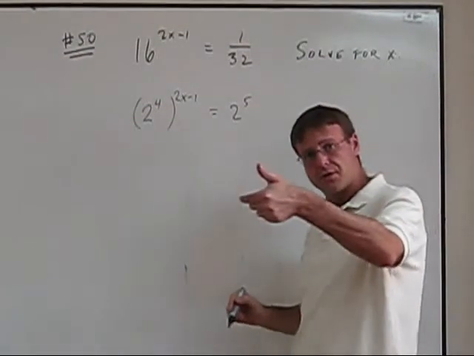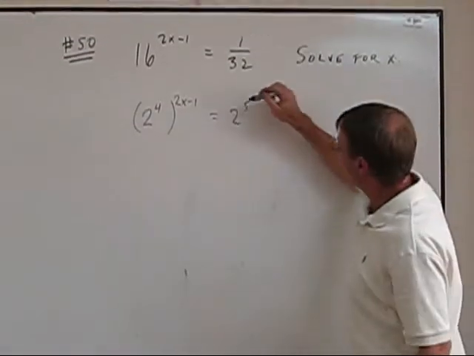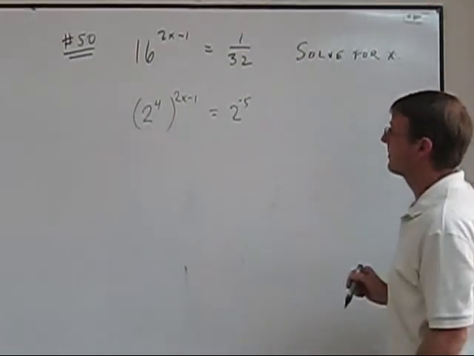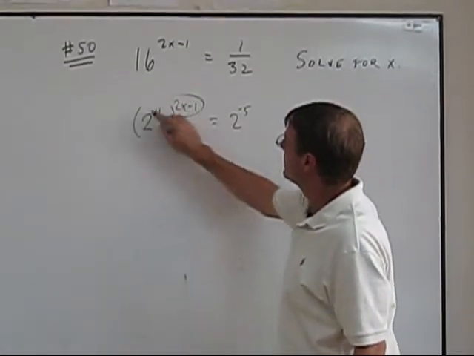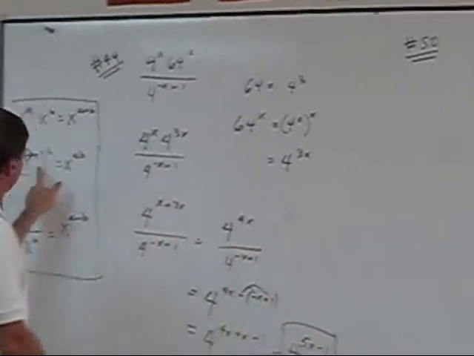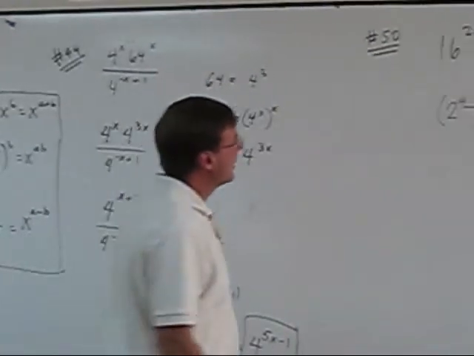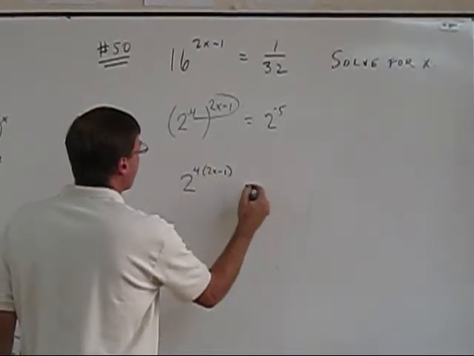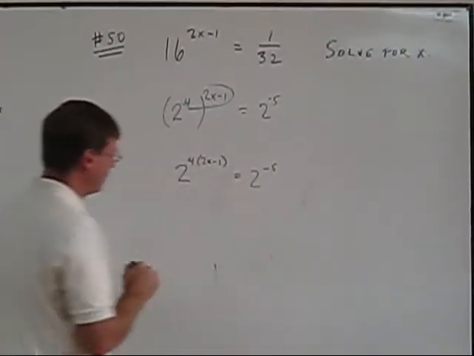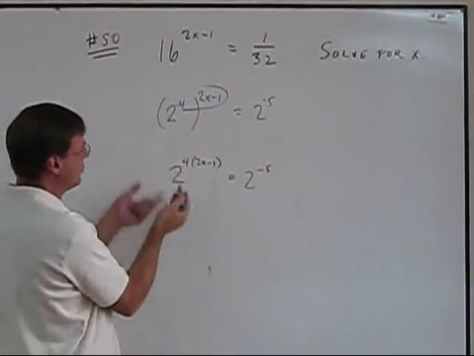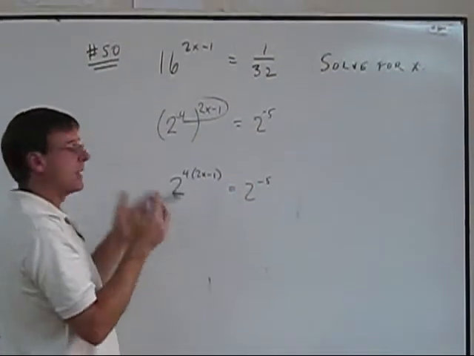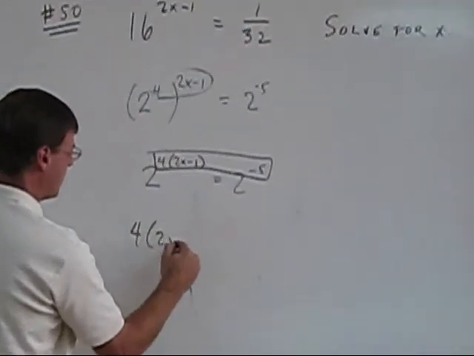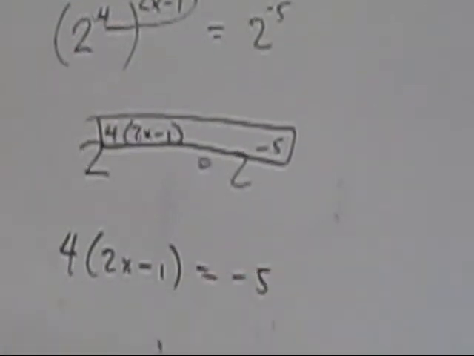And on this side, if I just want 32, that's 2 to the 5th power. But if I want 1 over 32, the way I make it flip is by having a negative exponent. So this here is 2 to the negative 5. Let's take one step to combine these two using this rule. We multiply the exponents. So this is 2 to the 4 times 2x minus 1 equals 2 to the negative 5. So that must mean if I have 2 to something equals 2 to something, the somethings have to be equal. So I have 4 times 2x minus 1 equals negative 5.